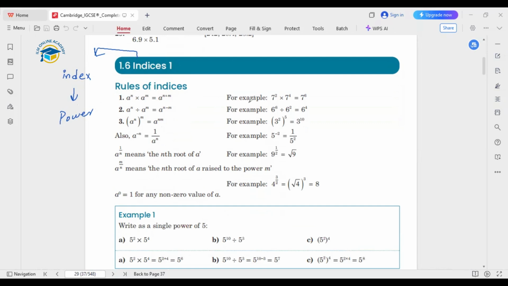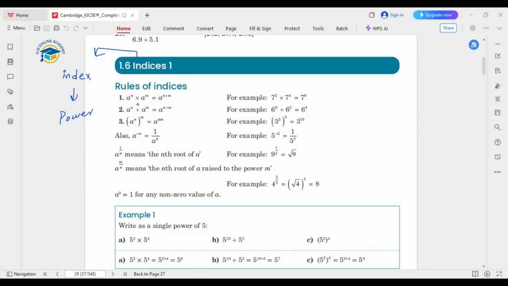So the first rule is that if you have similar bases, like if we have this number, this is basically called the base. A is the base, and this you can say is your index or power. So this form is basically called the index form or indices. In plural, we say indices.